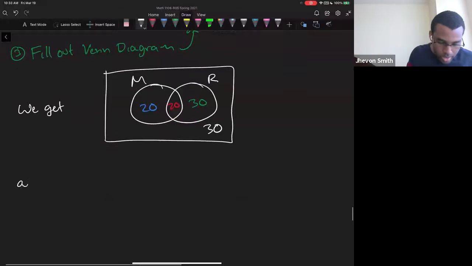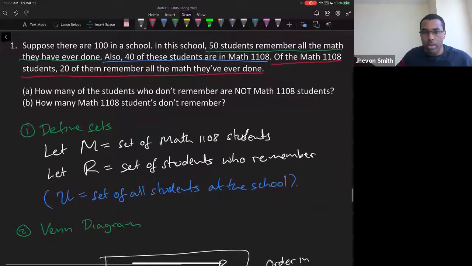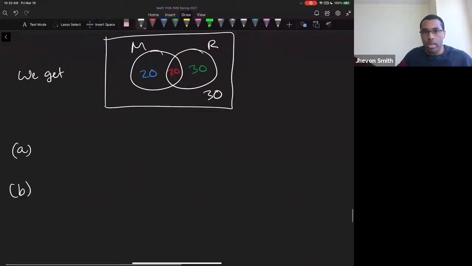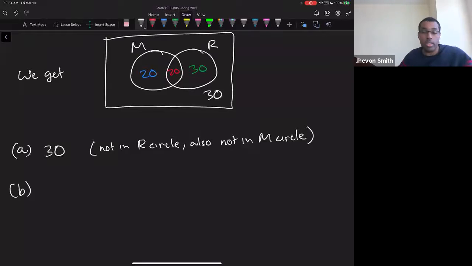And now I can answer the questions. And it will be remarkably easy to answer the questions. How many students who don't remember are not Math 1108 students? So I don't want them in the R circle. I also don't want them in the M circle. There are 30 people that fulfill such a criteria. Not in the R circle, also not in the M circle. How many students who don't remember, meaning they're not in the R circle, who are also not Math 1108 students, which means they're not in the M circle. So now I just pick the number that is not in either circle, which is the 30 over there.